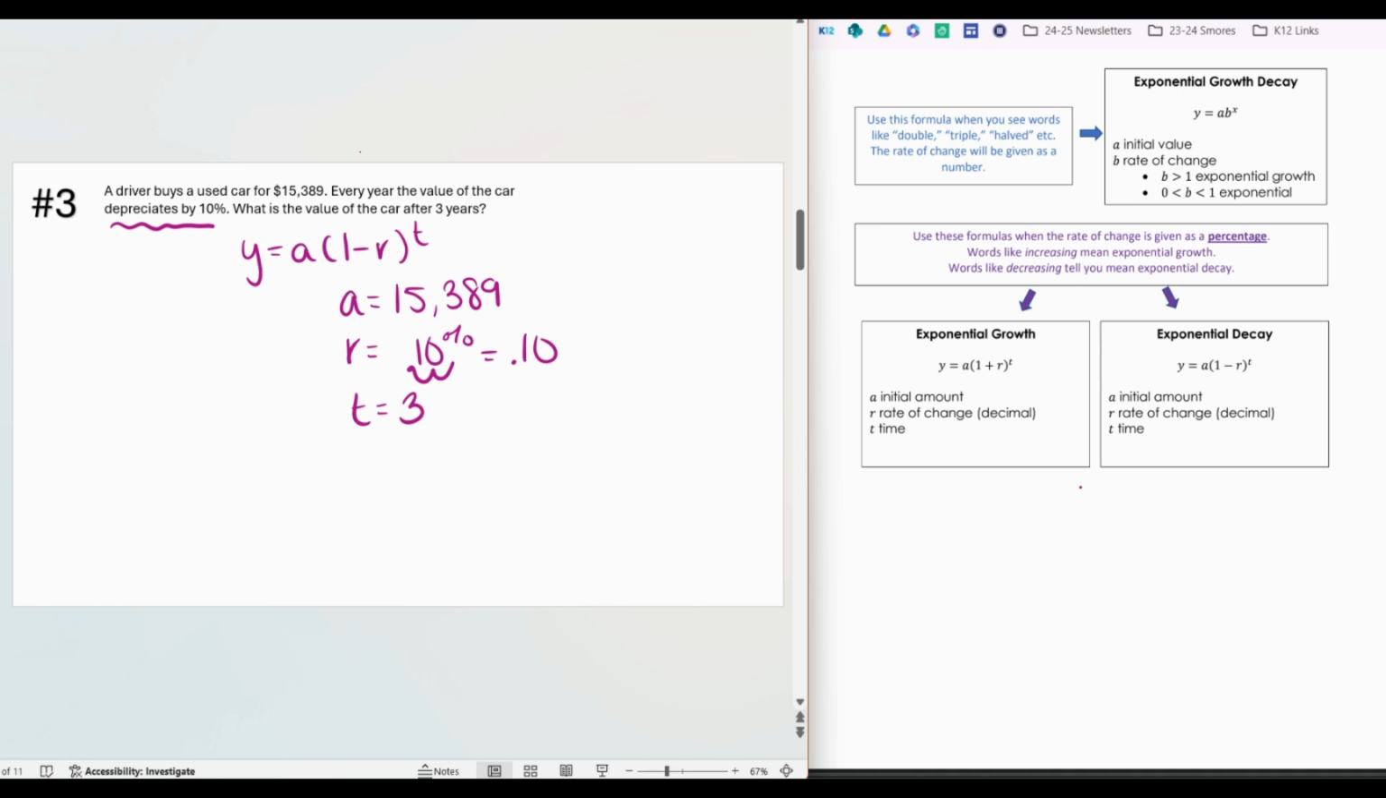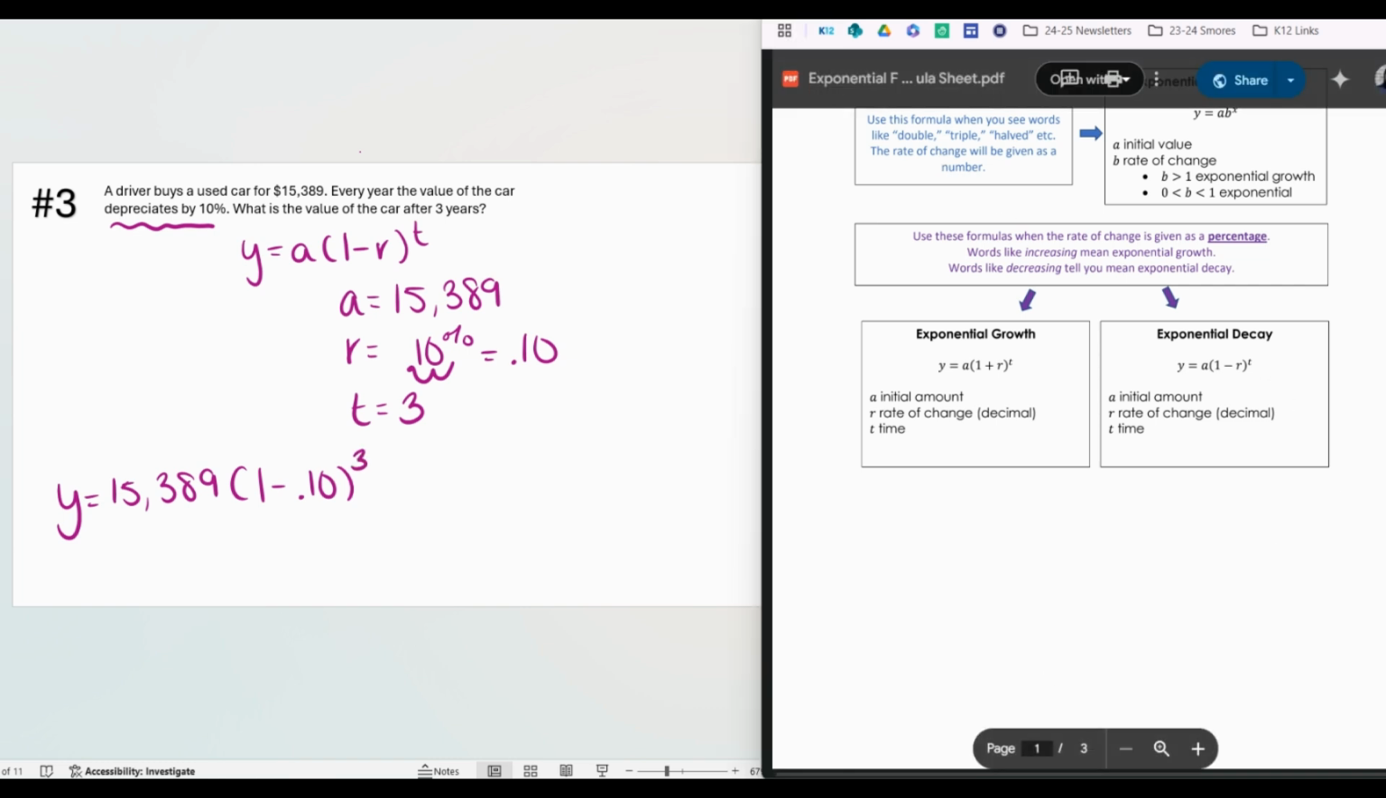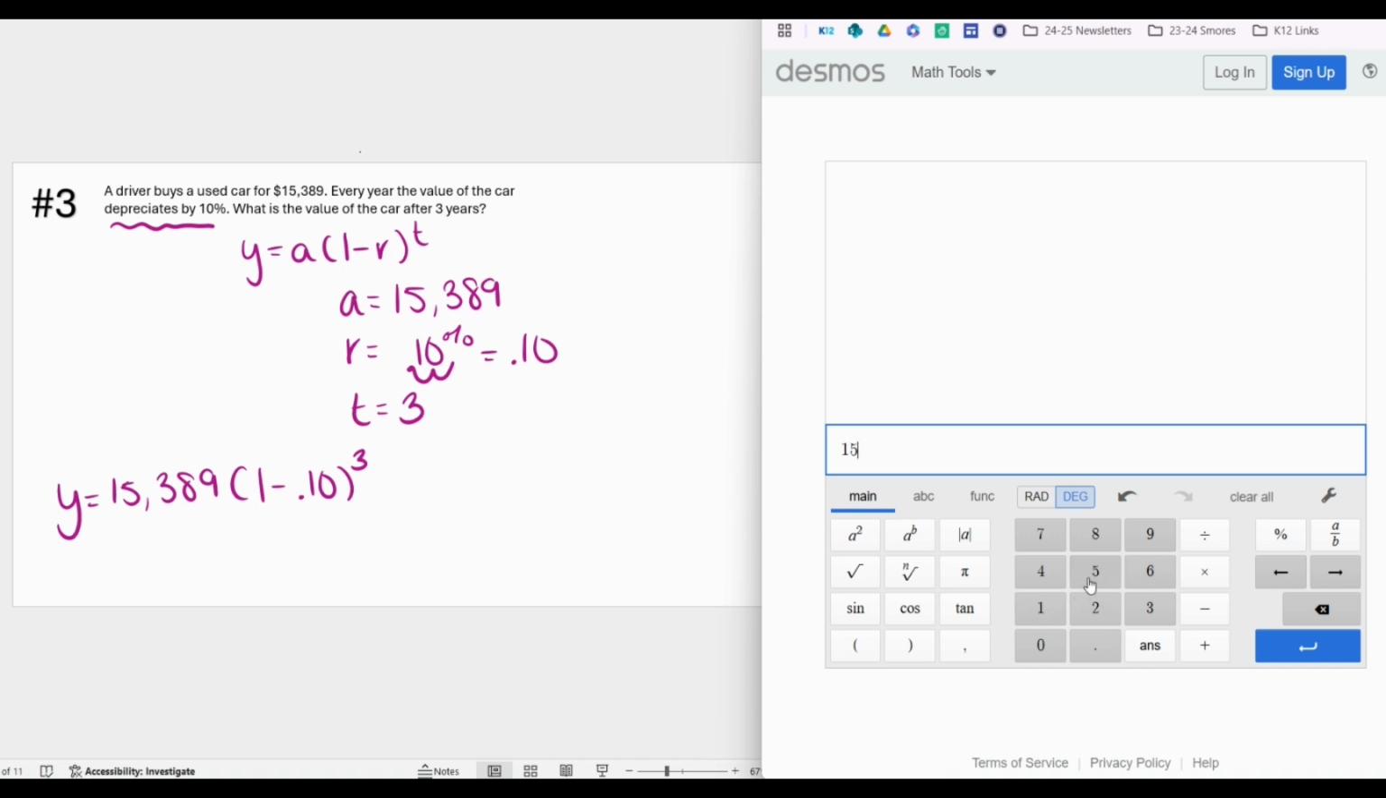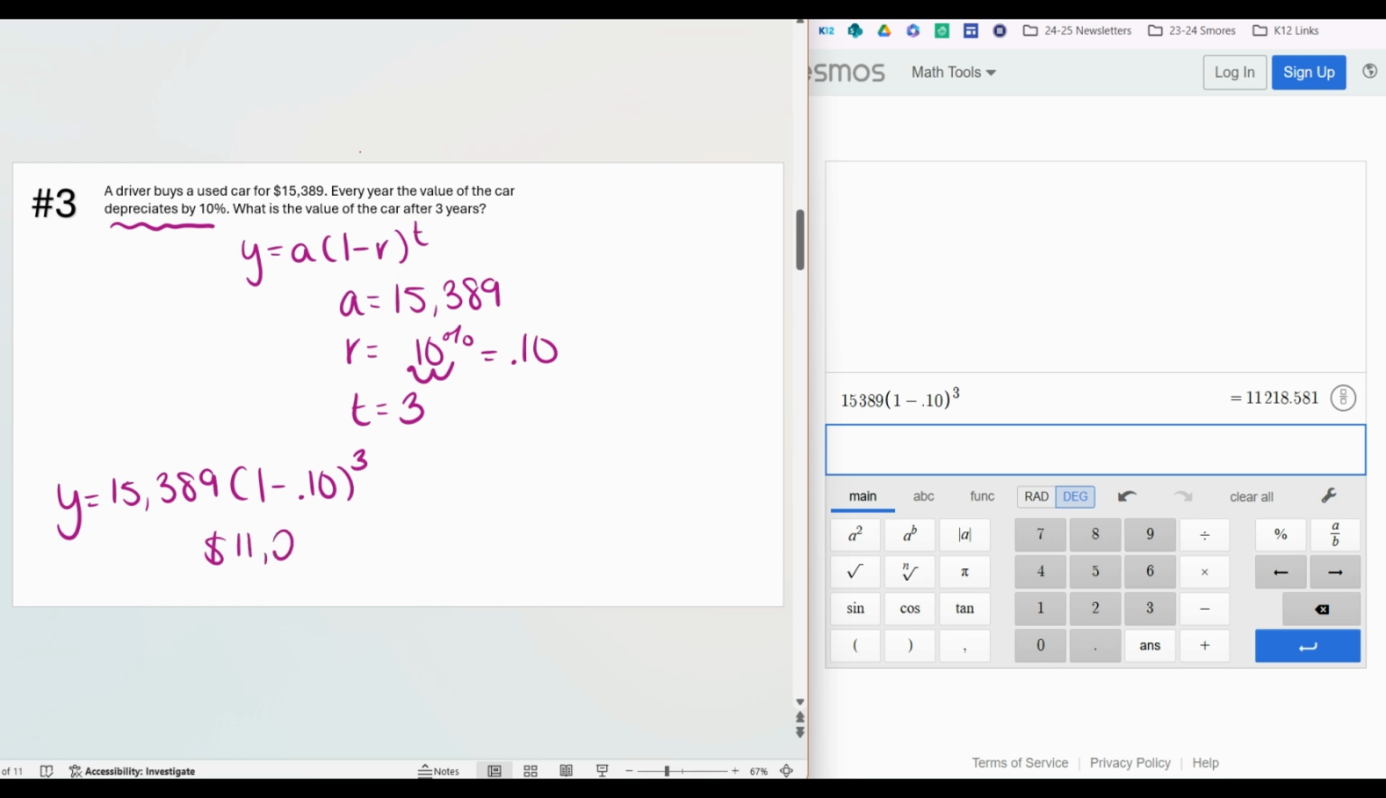So now we just go ahead and plug everything into this formula that we have. So we have y equals 15,389 times 1 minus 0.10, and that's to the t, which is 3. So now let's go ahead and go to our calculator, and we can type this in exactly as we've written it. So we have 15,389 times 1 minus 0.10, and that's all being raised to the third power. So when we hit enter, we can get the value of the car after 3 years. So that is going to be $11,218.58. Okay, so that's going to be the value of the car after 3 years.